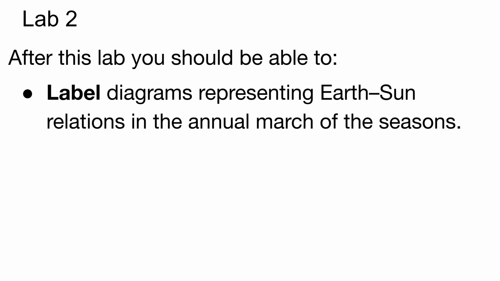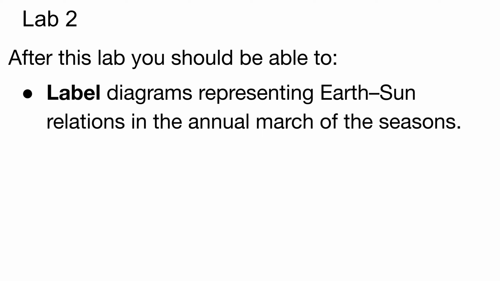So the beginning of the lab tells you what you should know. So that's a good place to start. After this lab, you should be able to label diagrams representing Earth-Sun relations in the annual March of the Seasons. The March of the Seasons is just Earth going around the sun, and we see spring, summer, fall, winter. At different times of the year, the sun is over different latitudes. There are videos and animations that go on and on. I didn't want to include them here because then every video would be like 4 hours long and nobody would watch anything. So you're supposed to be able to look at a diagram showing where the sun is and figure out what season it is.